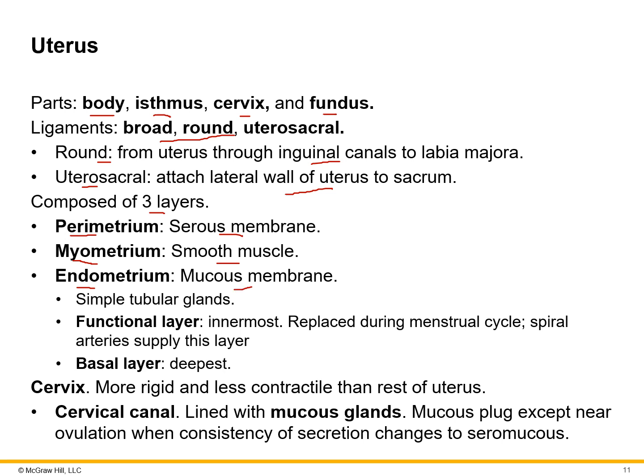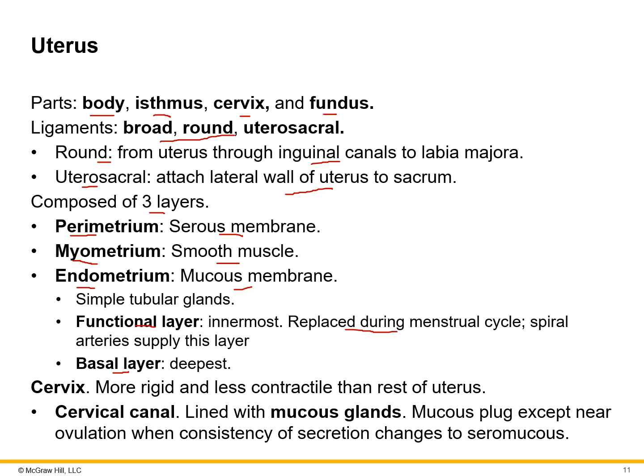So if you've heard of endometriosis, that's going to be affecting that endometrium, that mucous membrane of the uterus. And in that endometrium, we have the functional layer as well as the basal layer. So the basal is the deepest layer, and the functional is the inner part. And this gets replaced during the menstrual cycle. That's where the cells are being sloughed off, and that leads to the bleeding. It's that functional layer of the endometrium.